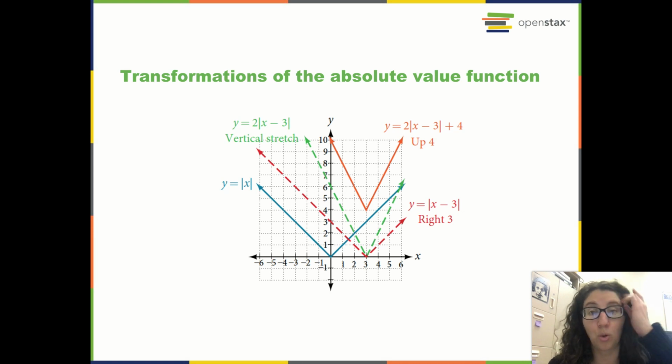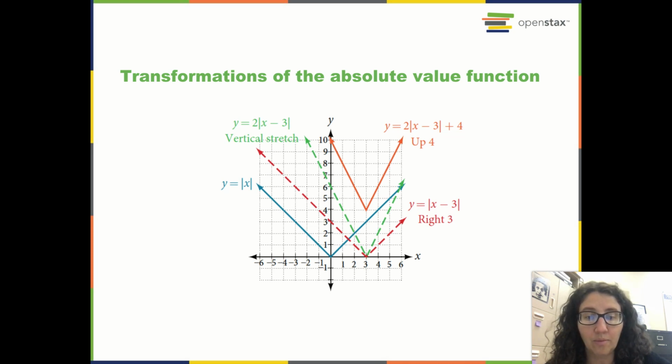Okay, let's relate this to our last section about transformation of functions. So here in blue, we have our standard absolute value function. Well, if we moved it to the right 3, it's going to look like this, the red function. We're going to move it to the right by 3. So let's remember back: x minus 3, if that's inside our operator, moves it to the right by 3. So our new function, our red function, looks like this, the absolute value of x minus 3.